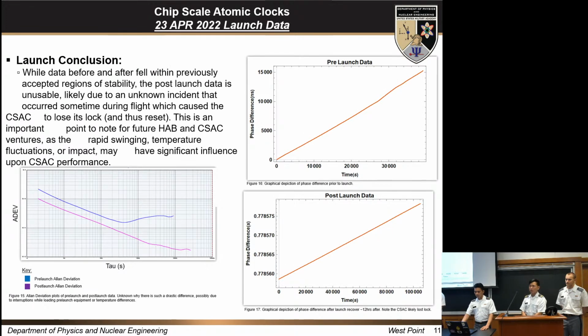So diving into our launch that just happened last weekend on the 23rd of April. In conclusion, essentially the data we acquired after the launch was unusable due to one of these unknown errors that occurred probably during flight, losing its atomic lock. Previously, last year, we know that we can acquire data on the back end that is within parameters. However, for this data, it's unusable after the launch. However, we were able to get the phase difference data as well as the Allan deviation pre and post-launch.